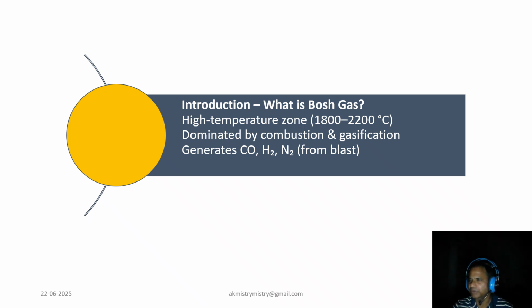So now we are going to talk about a very important topic, that is Bosch gas. Then what is Bosch gas? In the blast furnace, the Bosch zone is the heart of heat and gas generation. Situated just above the tuyeres, it's where hot air, coke, coal, hydrogen and moisture interact violently at temperatures exceeding 1800 degrees centigrade. The gas generated here drives both reduction and heat transfer upward through the furnace. So this is a really complex zone.